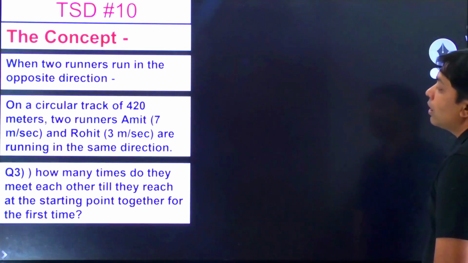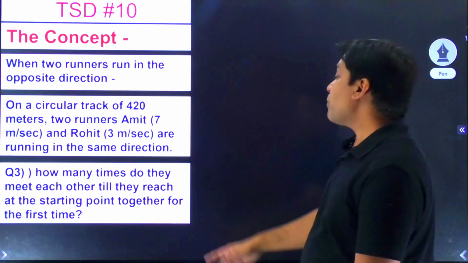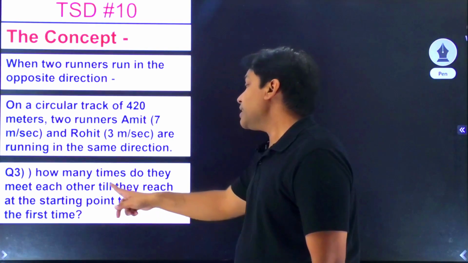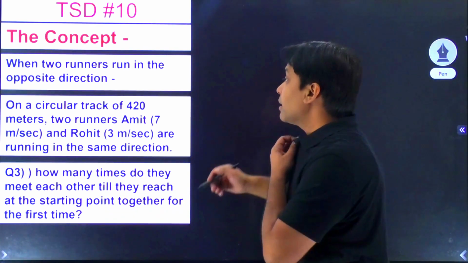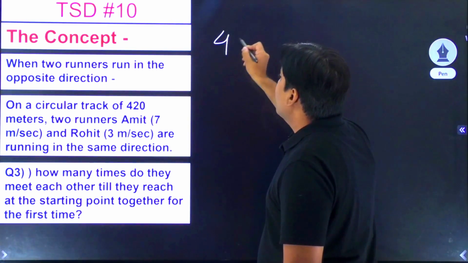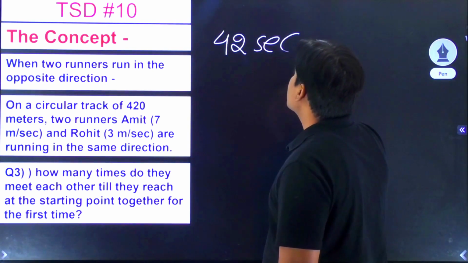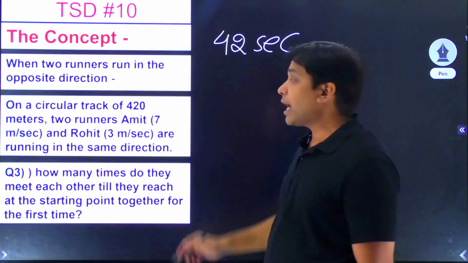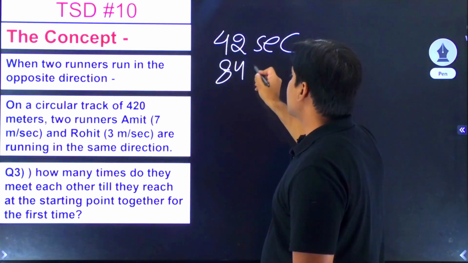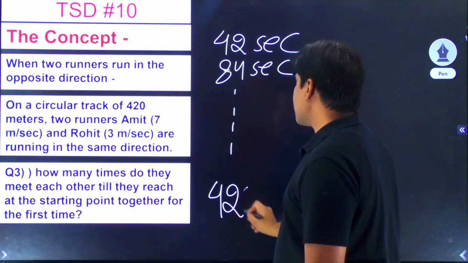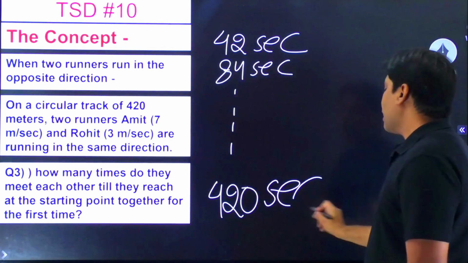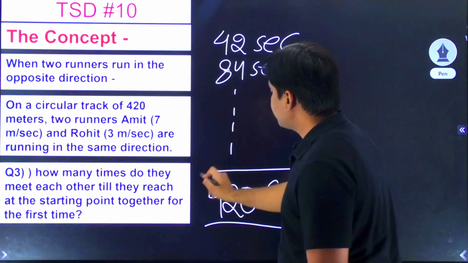Now the problem says, how many times do they meet each other till they reach at the starting point? How many times they are going to be meeting? Understand this. They are meeting each other for the very first time after 42 seconds. And what did I say? 84 seconds. And then so forth and so on. And they are going to be at the starting point at 420 seconds.